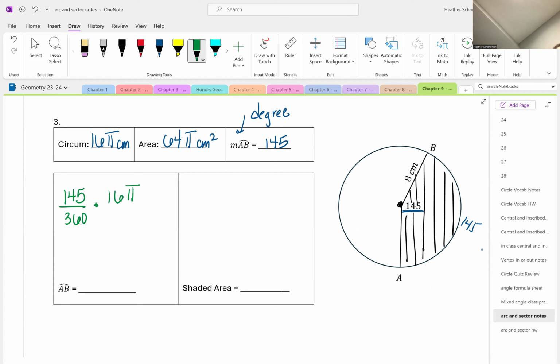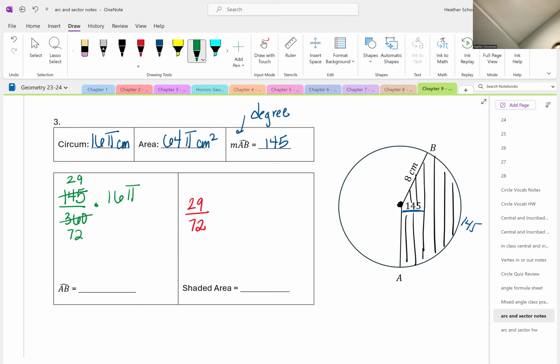So 145 divided by 5 is 29. 360 divided by 5 is 72. Okay, 29 and 72 isn't going to reduce anymore. So I'm just going to write this fraction over here because I know I'll need that later. And now I can go ahead and finish this.